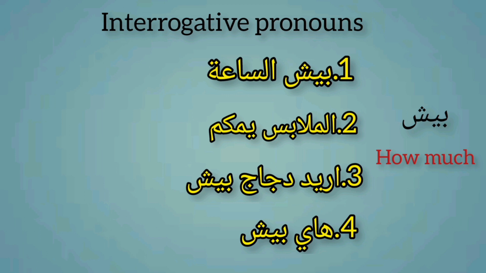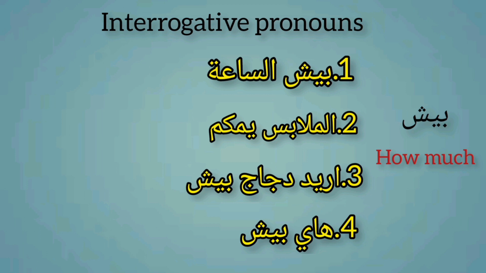For example, بيش الساعة. It basically has two different meanings. If you're in a shop and you want to ask the price of the watch, you have to say بيش الساعة. It basically means how much does it cost. But when you are in the street and you ask someone بيش الساعة, it means what time is it. Then we have two different meanings here.